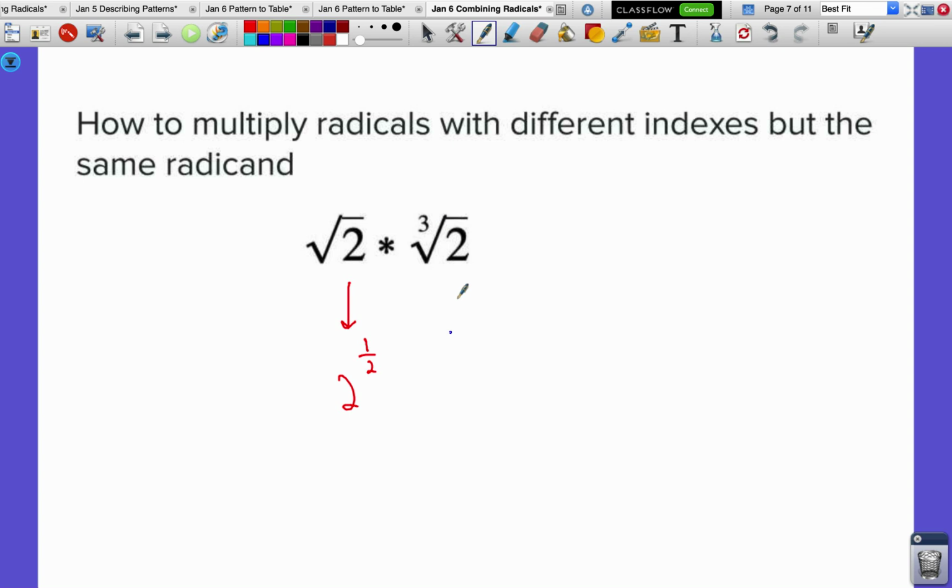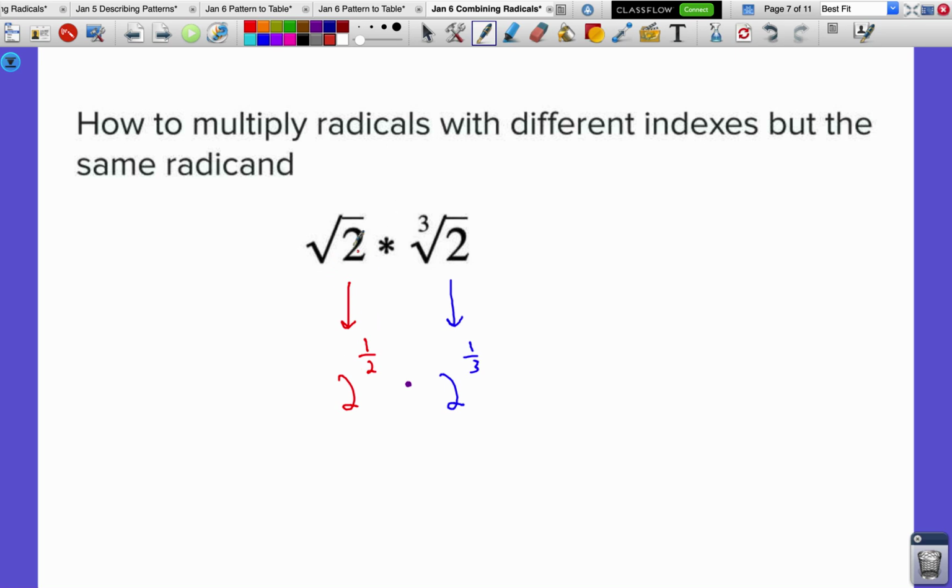Similarly, the cubed root of 2 could be rewritten as 2 to the 1/3. Those are equivalent. This is a useful way to plug radicals into a calculator if you don't know how to get to the right spot to change the index of your radical. You can just treat them as exponents and then plug in the exponent, which is often easier to find.